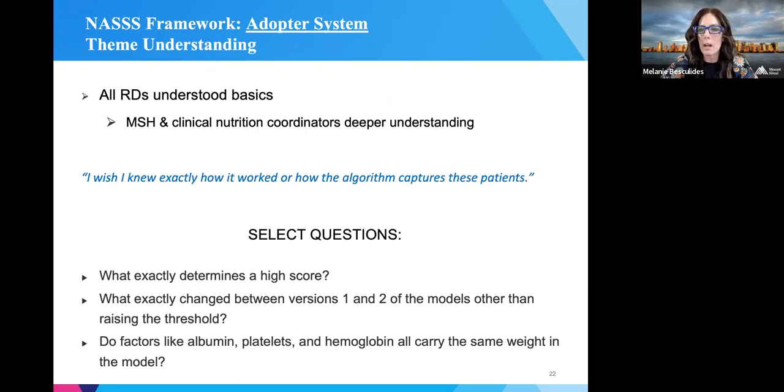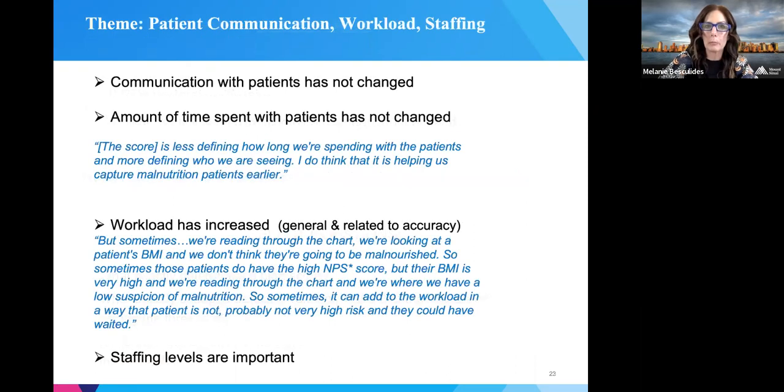They also had a lot of questions when we asked them. What exactly determines a high score? What exactly changed between version 1 and version 2 of the models, other than raising the threshold? Do factors like albumin, platelets, and hemoglobin all carry the same weight in the model? So this suggests that they might understand the basics, but there's a deeper knowledge that's missing. And again, the first hospital and the higher level staff had this deeper understanding.